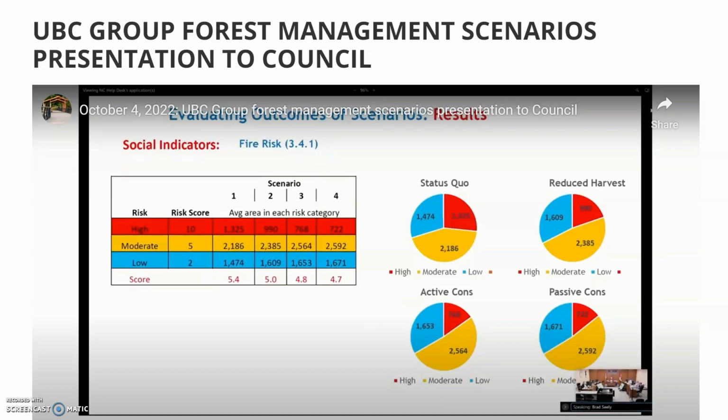We calculated the amount of area in each scenario, which you see in those pie charts for the different types. In general, the status quo has more forest in the high risk type, where the conservation scenarios have relatively less forest area in those types. There's not a huge difference among the scenarios here, but there is a difference. And if you calculate the average score that's area weighted, you can see that the risk score is a 5.4 for the status quo, and it drops down to a 4.7 in the passive conservation scenario. Next slide.